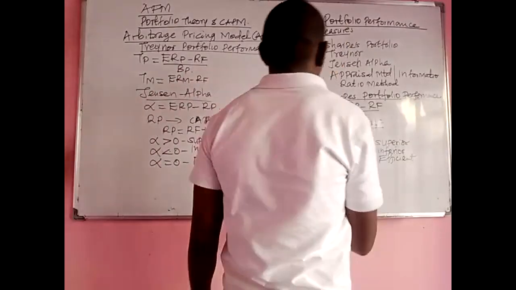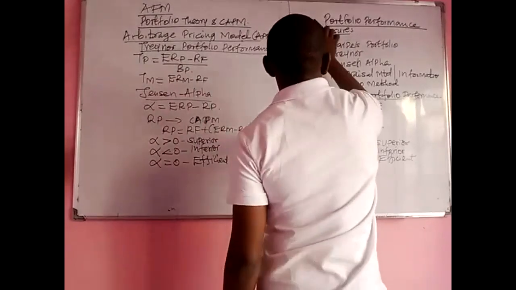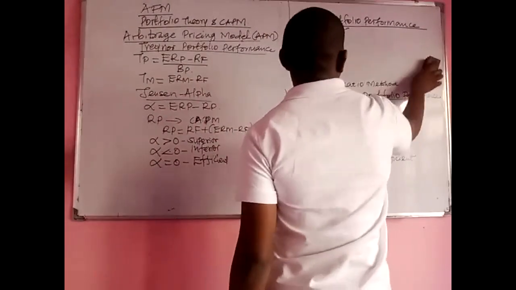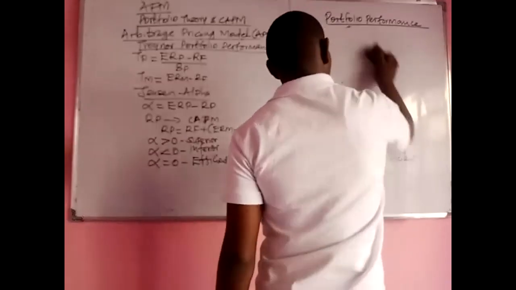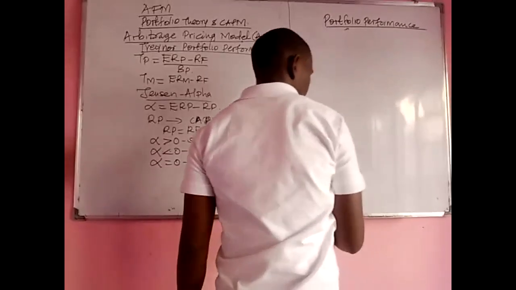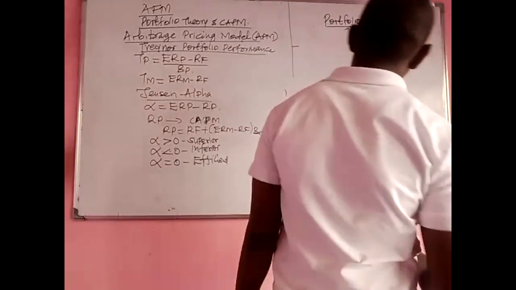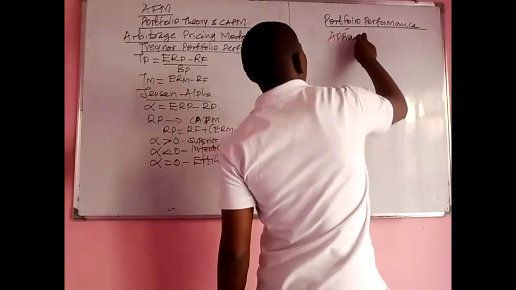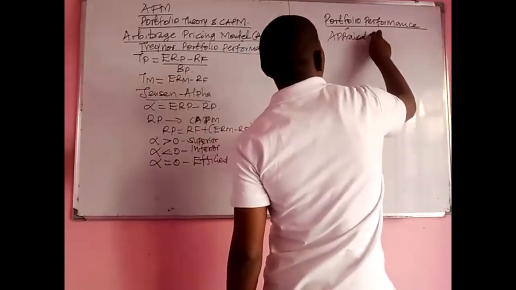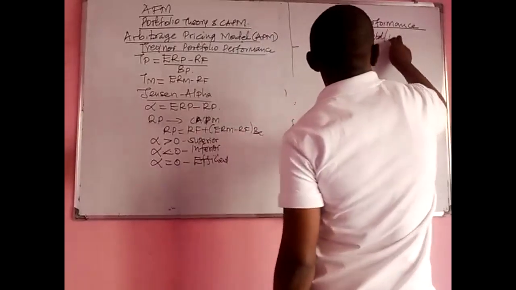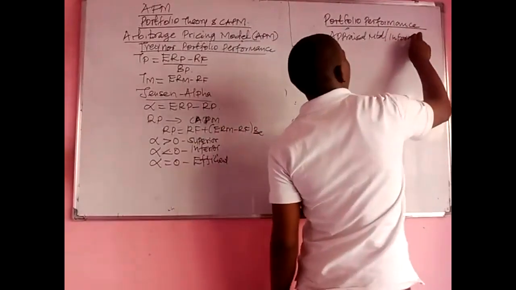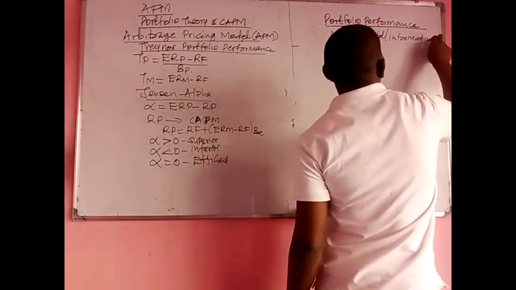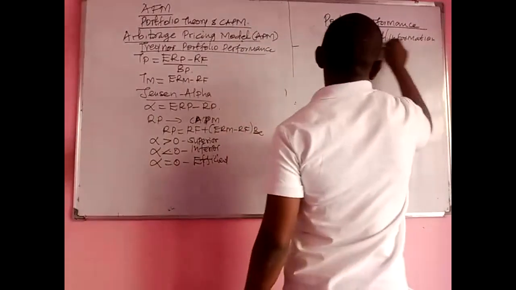Then the last one is what we call the appraisal method, or the information ratio method.